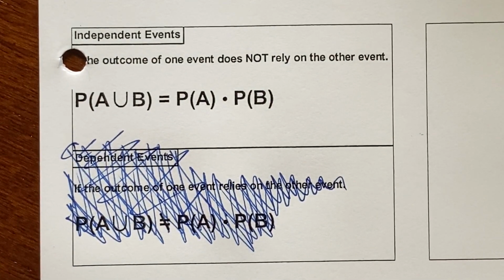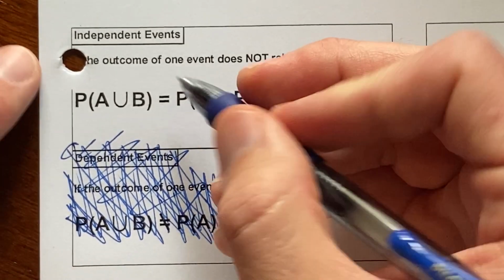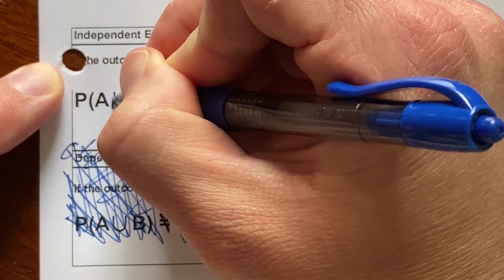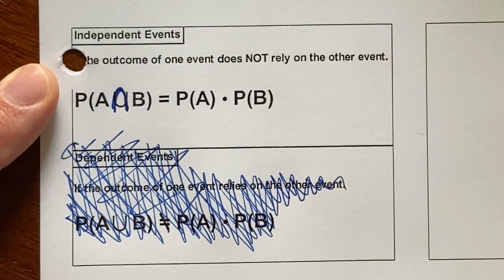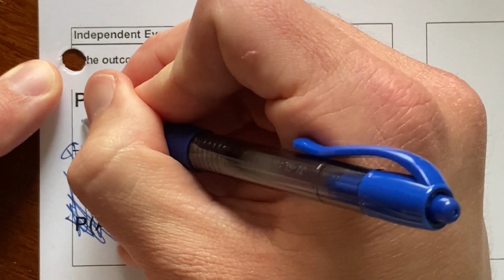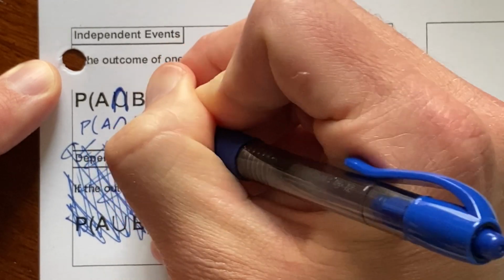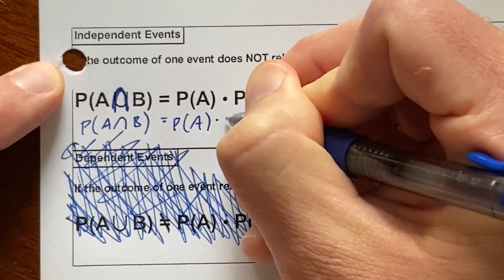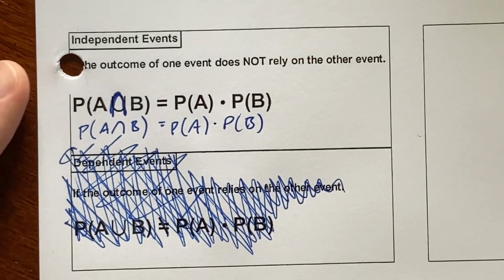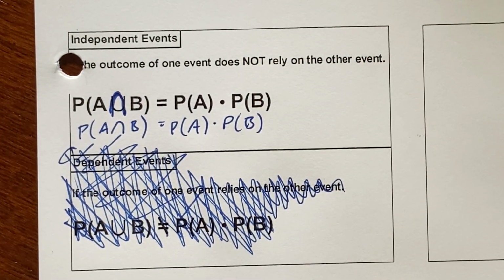The other thing that I want you to change is this up here. This should say probability of A and B. Okay, so it should be the upside down U. So probability of A intersect B is equal to probability of A times probability of B. All right, once you got those down, we're in good shape.